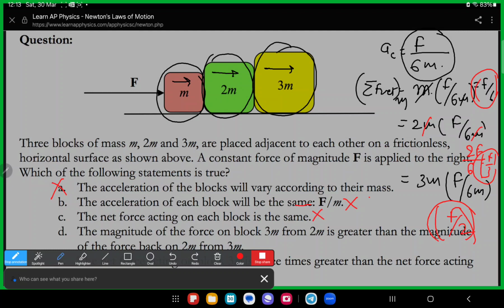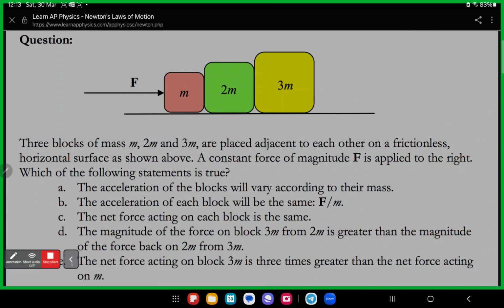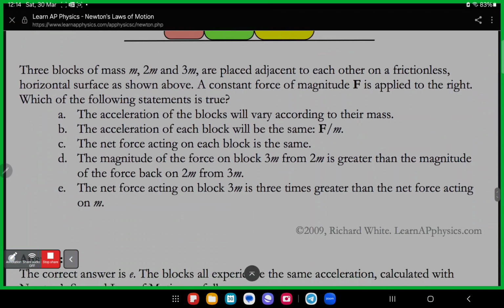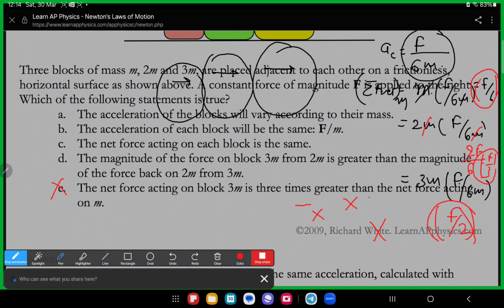Now the magnitude of force on the 3m block is greater than on the 2m block. So here you can see F by 3, F by 2. Which force is greater? The 3m from 2m. The magnitude of force on 3m and 2m is greater than the magnitude of, now here you can check these are the magnitudes, so this will not be equal.